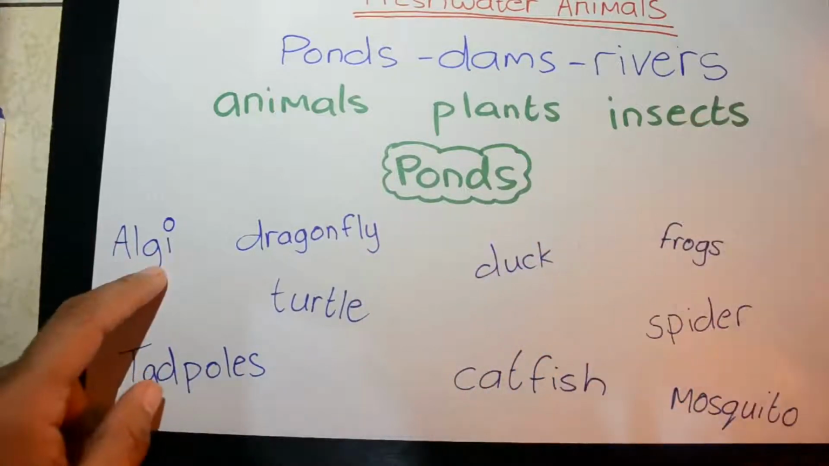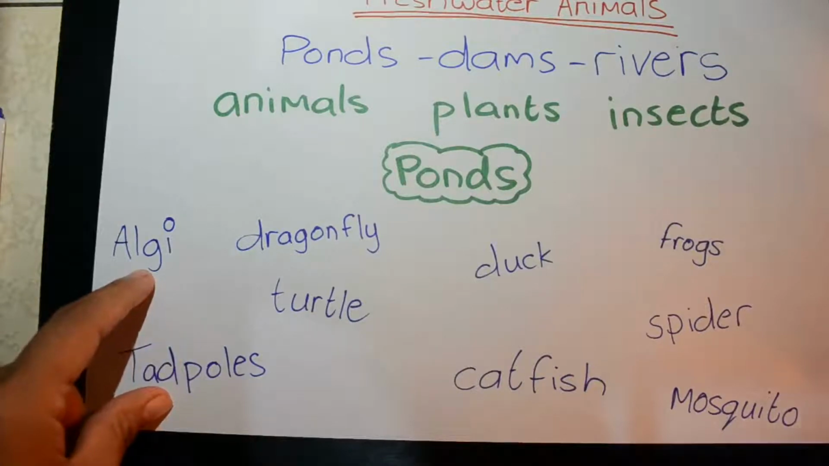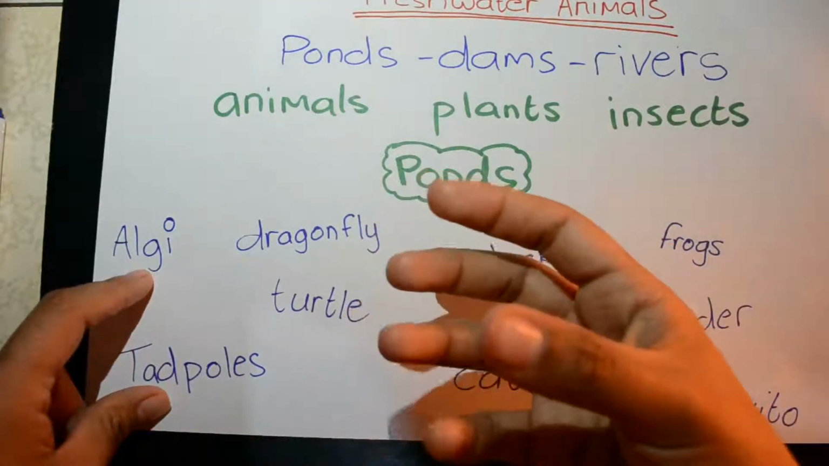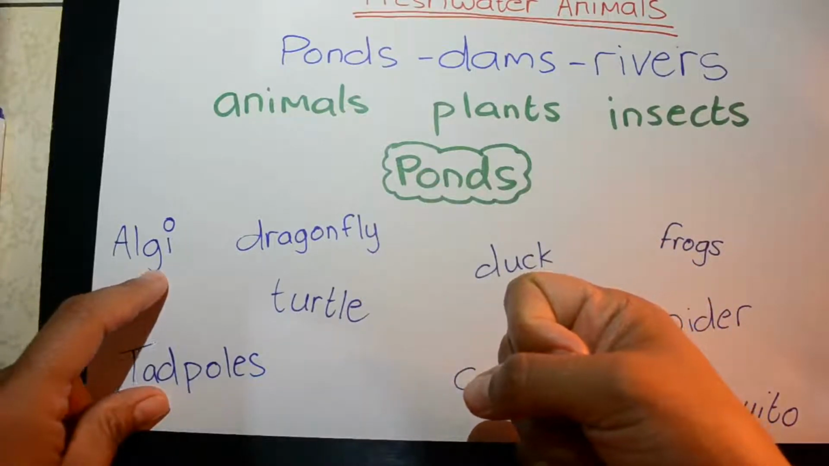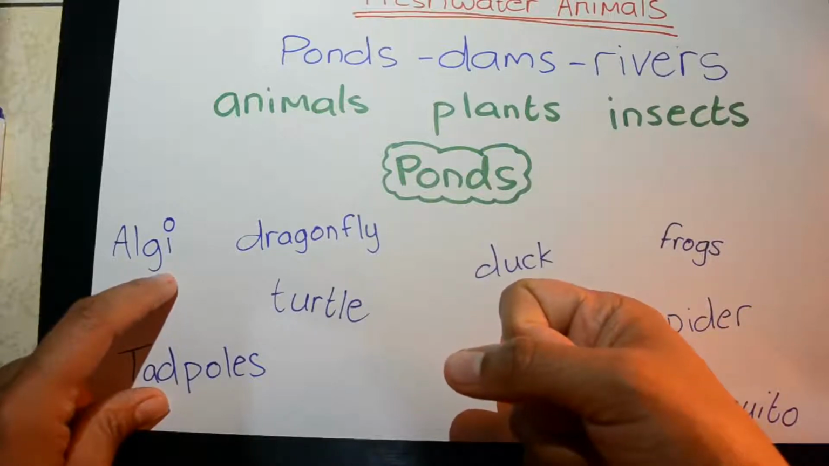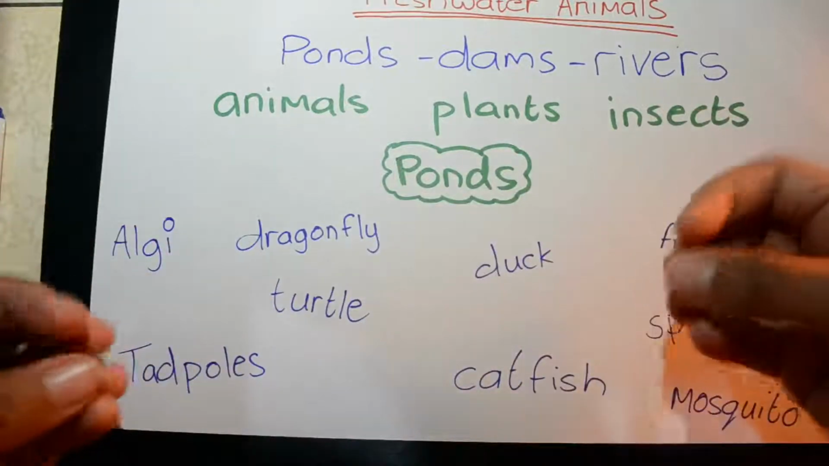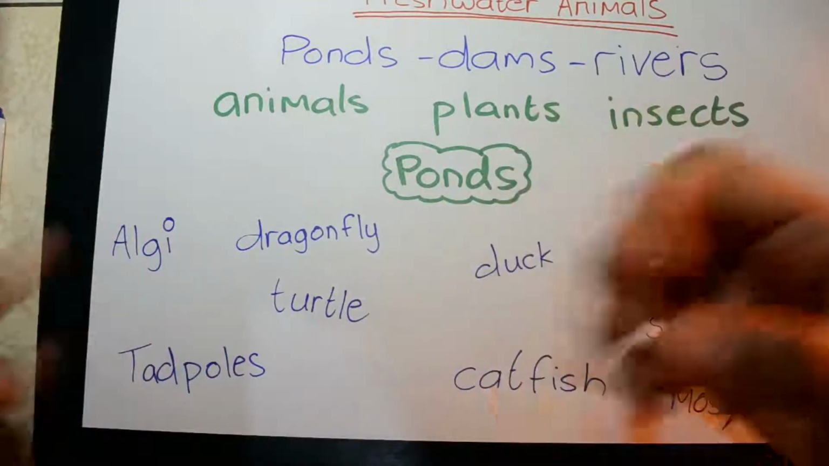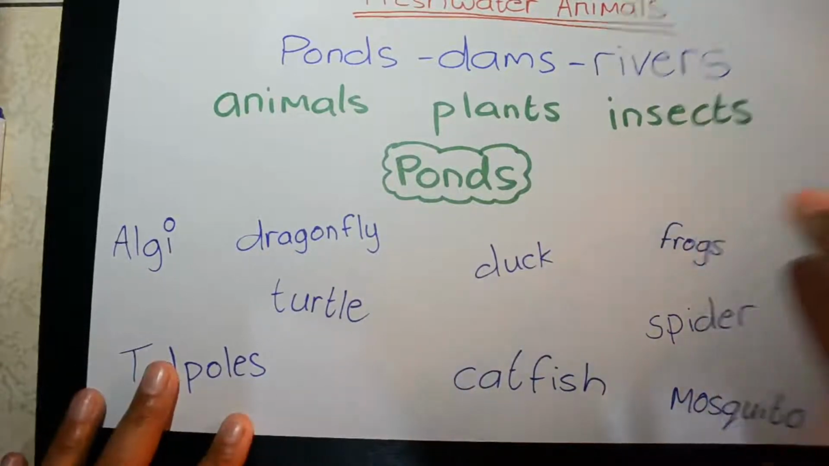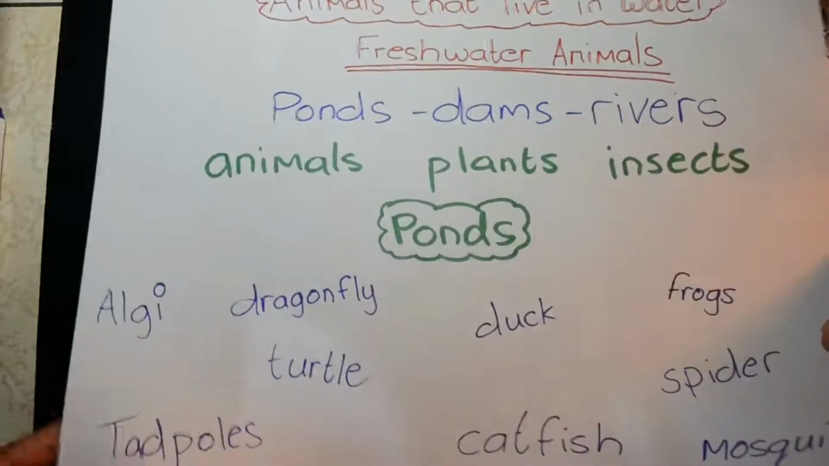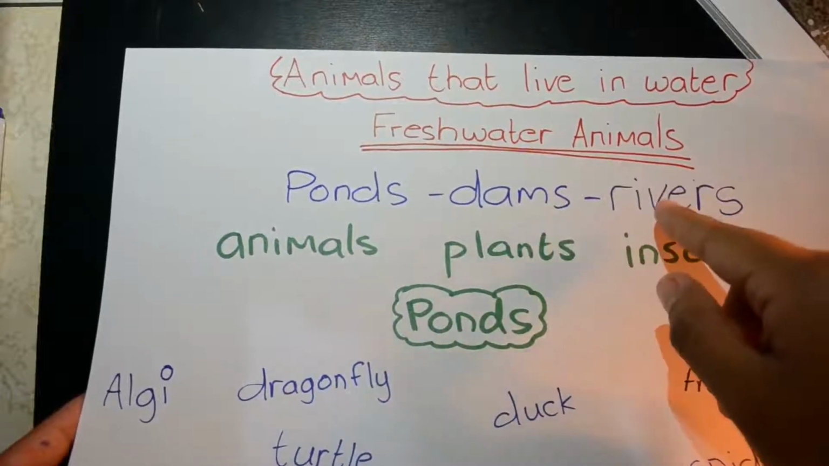Then we have algae, which is what the fish eat. It's that green stuff in the pond that you see. It's actually food for some of the animals. To us it might be disgusting and slimy, but to them it's nice food. All of these things help these animals survive in the water, and also some of them that live on land. For now, that's all we're going to learn about ponds. Then we'll learn more about dams and rivers.